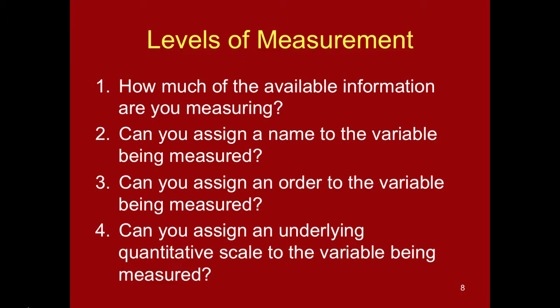levels can answer. How much of the available information are you measuring? Can you assign a name to the variable being measured? Can you assign an order to the variable being measured? And can you assign an underlying quantitative scale to the variable being measured? These questions will help you determine in which level of measurement a variable belongs. Next, we will move on to a discussion about reliability.